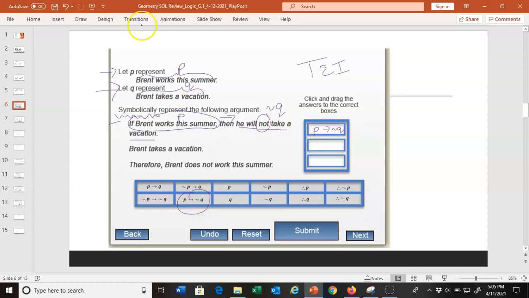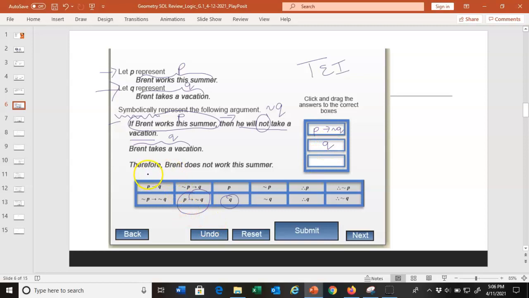That's it. So we're basically just taking these symbols, P and Q, that they've matched to these sentences and rematching them to these arguments down here. Let's try it. Let's keep going. Brent takes a vacation. Well, up here it tells us that's Q. So I'm going to click Q and drag it up.